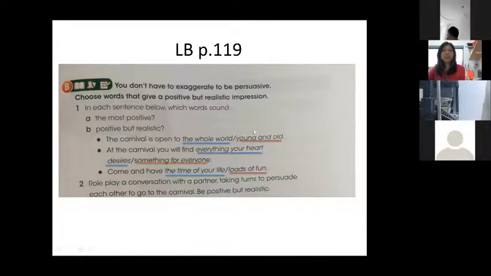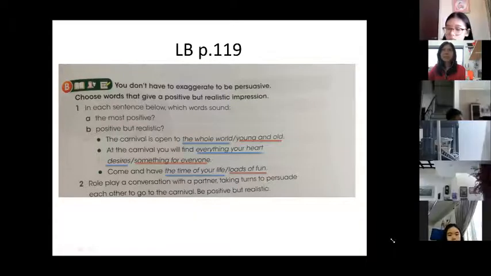Realistic means it could happen in reality because it's true. If you're young, it's for you. If you're old, that's also for you. Okay? And then the second point, let's go to the second point. At the carnival, you will find everything your heart desires, something for everyone. Now tell me, which one is exaggeration? Which one is positive but realistic?